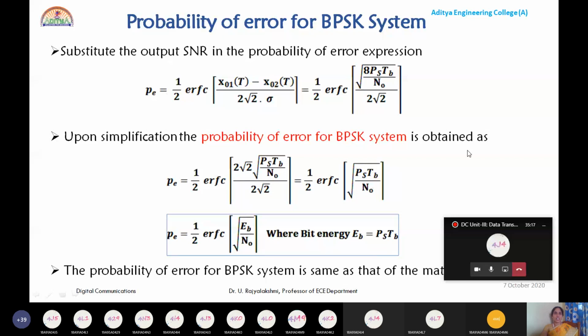So what are the two conclusions that we can state here? The output SNR for BPSK is almost twice that of BASK. And if you observe the probability of error, it is reduced to half, because for BPSK you have Eb by N naught, but for BASK you obtained Eb by 4 N naught. Inside the root, if you have 4, taking it out it becomes 1 by 2. So overall the probability of error for BPSK is reduced to half compared to BASK. That is the conclusion in both aspects, output SNR as well as probability of error for the BPSK system.